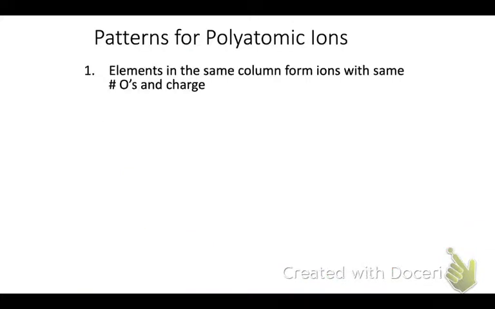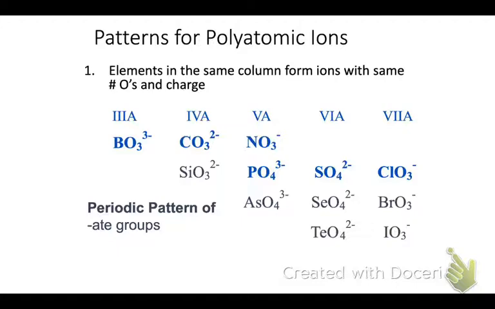There are some patterns for polyatomic ions that you can use to make your life easy. Elements in the same column form ions that have almost the same oxygen number and charge. So let's look at that. For example, carbonate and silicate: 3 oxygens, -2.